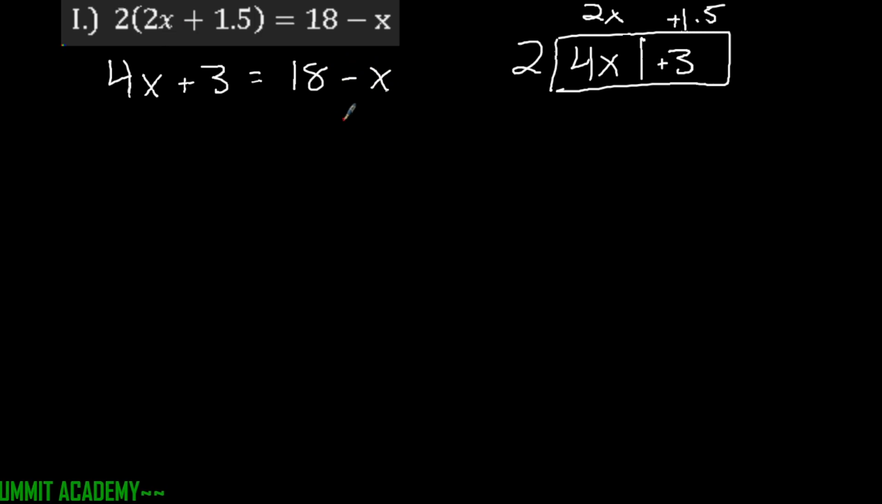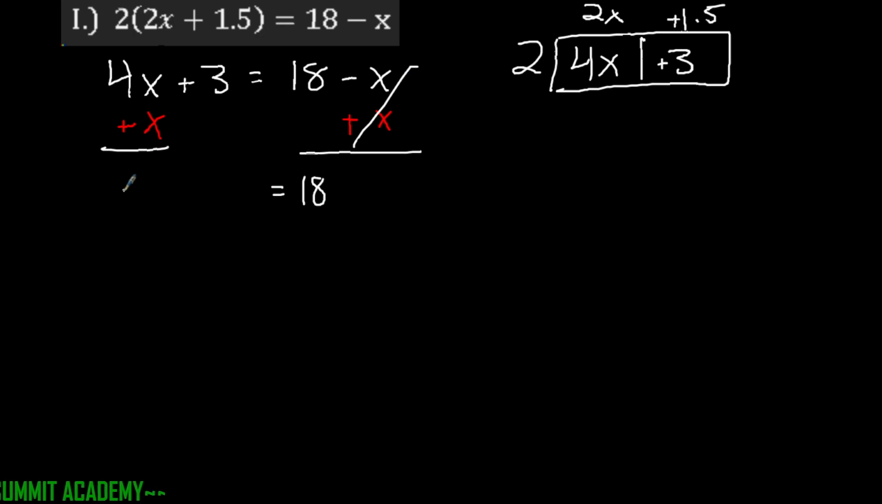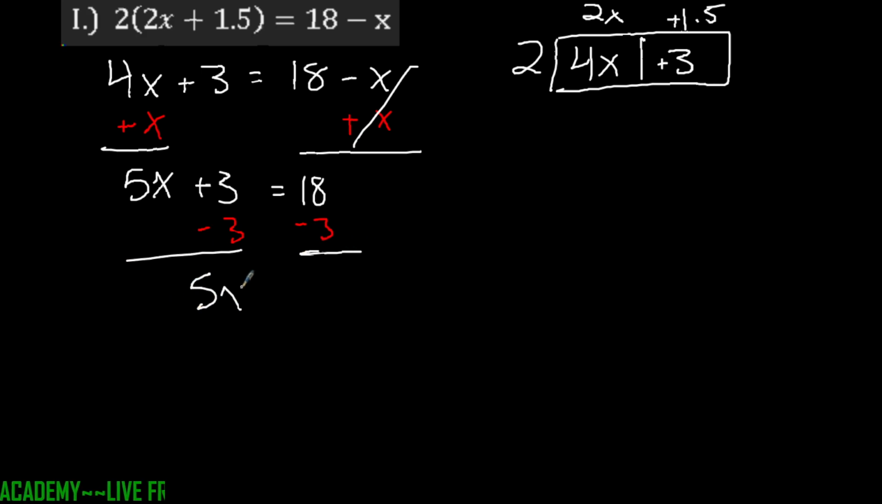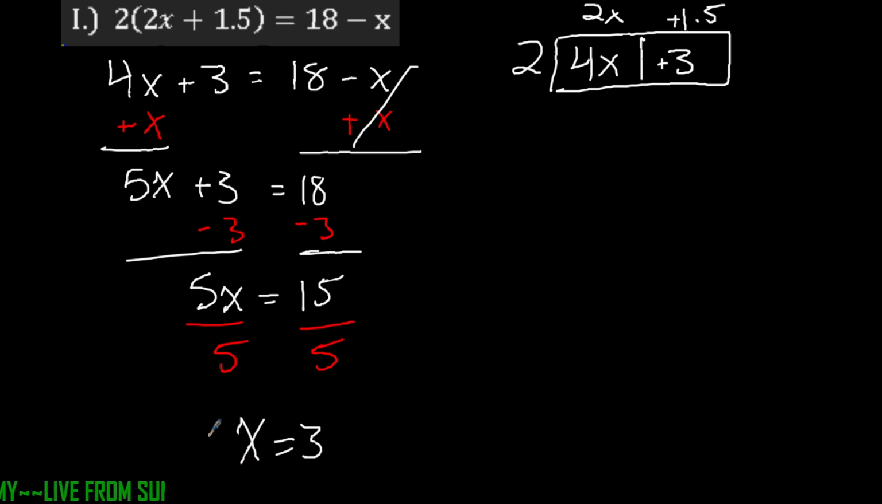I have to get the variables on one side, so I add the opposite of the lower coefficient. So I add x to both sides, the right side cancels out, 18 comes down, and now I have 5x plus 3 equals 18. Get the constants on the other side, so I'm going to subtract 3 from both sides. So now I have 5x equals 15. Always last step, divide by that coefficient, so always divide by what number is attached to the variable. And so I have x equals 3.